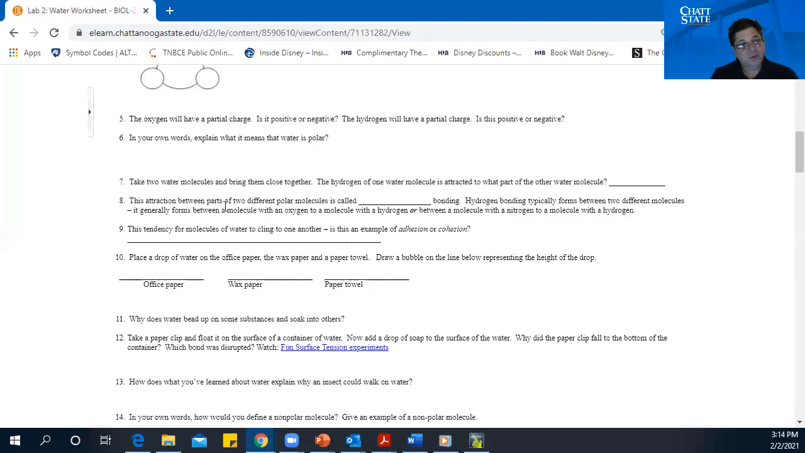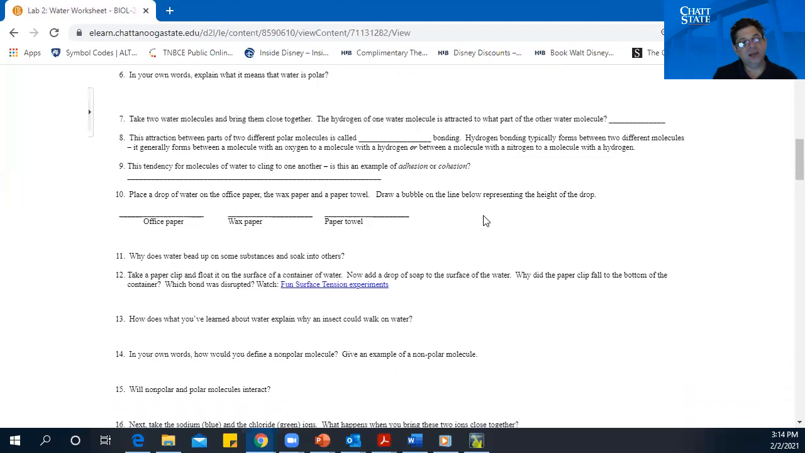So here we go. It loads up the next question. This attraction between parts of two different polar molecules is called what kind of bonding? Hydrogen bond. There you go, hydrogen bonding. Perfect. The tendency for water molecules to cling together, is that cohesion or adhesion? Cohesion. Co is share, so we're sharing the same type of molecule. Cohesion is water molecules sticking to each other because of the hydrogen bonding. Adhesion is when water sticks to anything else.